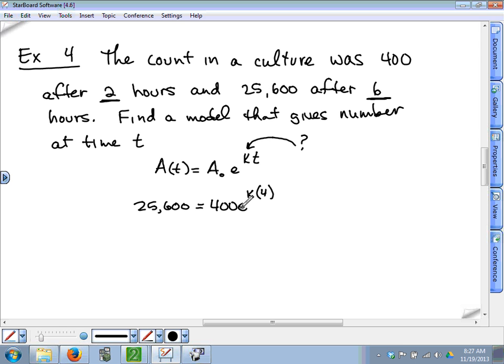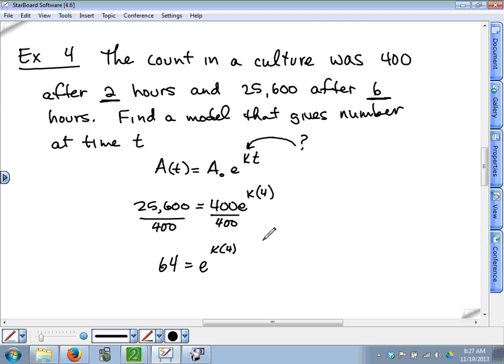Now how do we solve for k? Divide by 400. 25,600 divided by 400 is 256 over 4, which is 64. So this turns into 64 is equal to e to the k times 4.